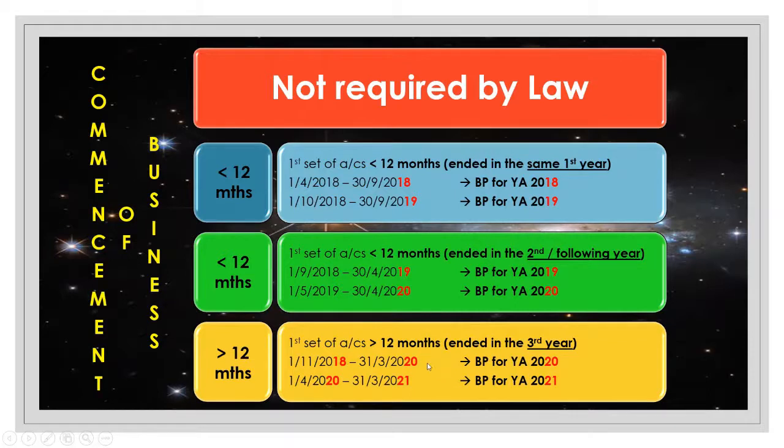Alright, and then for the subsequent set of account, you would have 12 months. So you would start from 1st April 2020 and then you close on 31st March 2021. So this one will complete 12 months. This will be the basis period for your second YA, which is YA 2021. So this is how you would determine the second set of account or the second year of assessment. If you notice, regardless of whichever the category, your basis period would just follow whatever set of account that you have for that respective year of assessment.